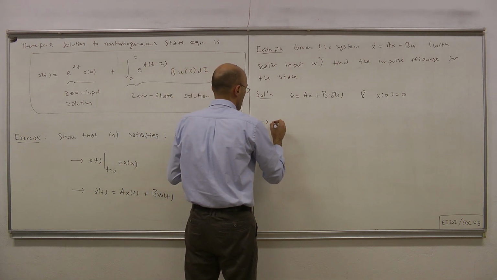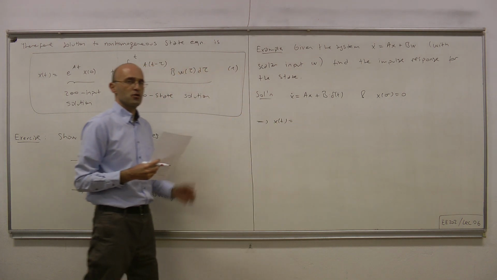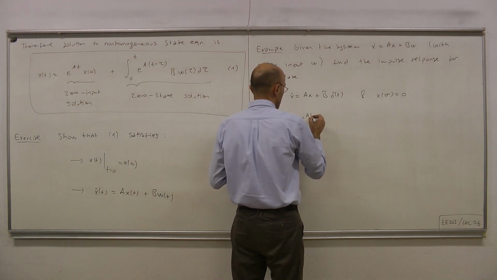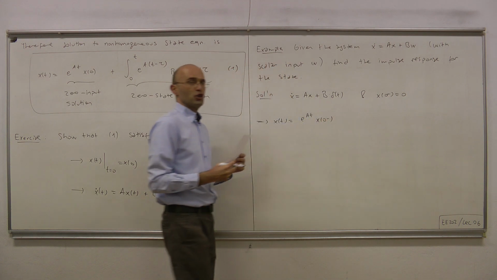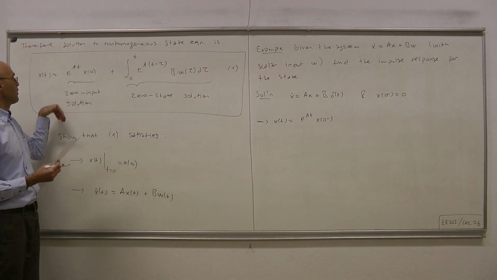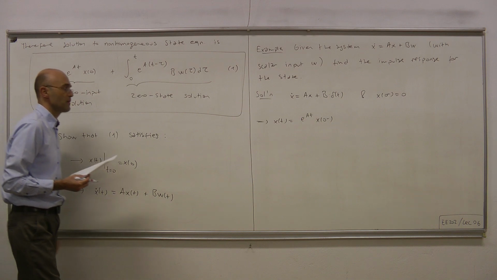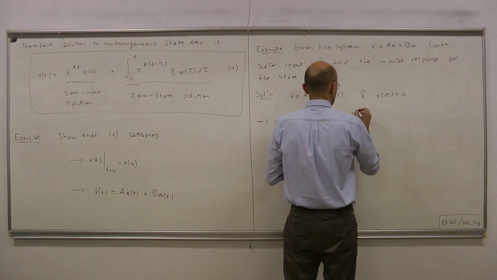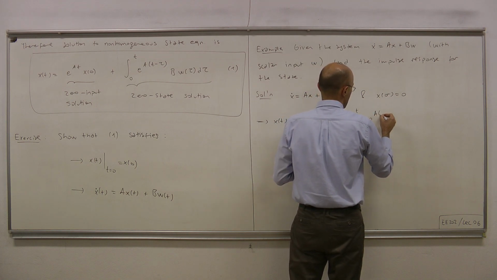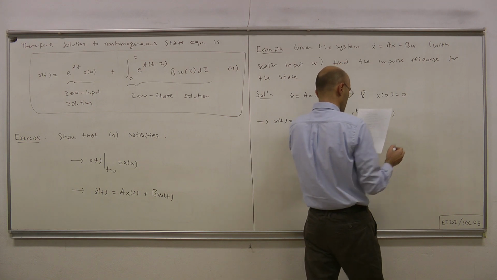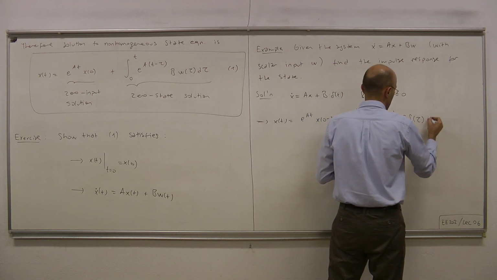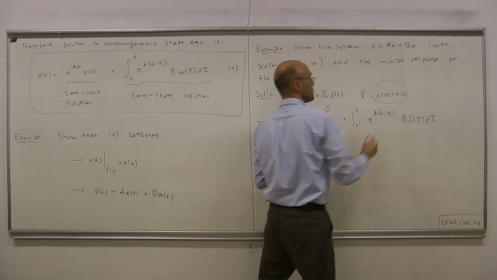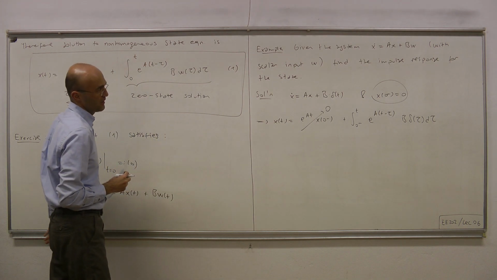So, let's write down the solution, x of t. It's already here, so what we have is e to the At times the initial condition, but the initial condition is 0, therefore this term will disappear. The zero-input solution is gone. Plus the integral from 0 minus to t of e to the A times t minus tau, B, delta of tau, d tau. So the first term is gone because all the initial conditions are set to 0.